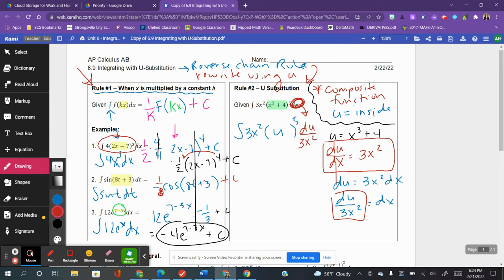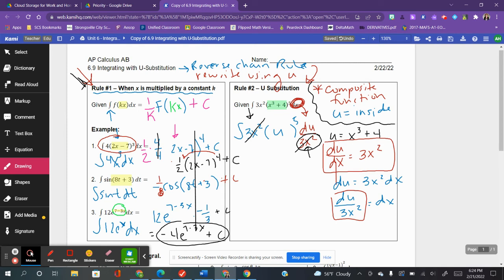And I am happy about doing this, because what I notice is that this 3x squared and this 3x squared are going to undo each other. Remember over here in rule number 1, we divided by the derivative of the inside. That's what I'm doing. I'm dividing by the derivative of the inside, and when I do, it's going to divide out with the extra function that's in this definite integral.